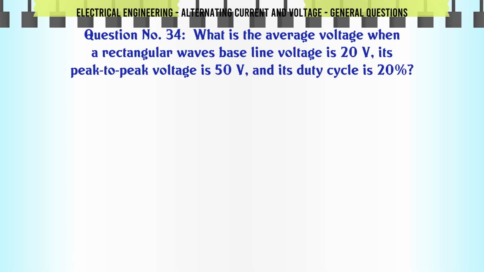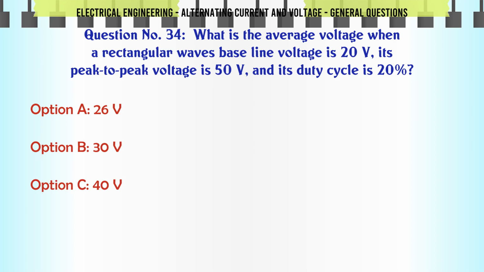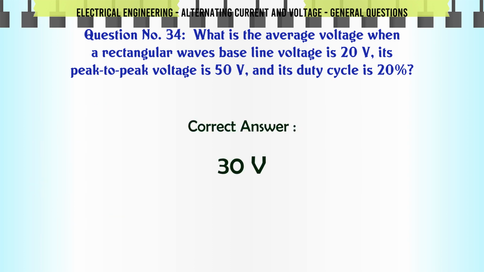What is the average voltage when a rectangular wave's baseline voltage is 20 V, its peak-to-peak voltage is 50 V, and its duty cycle is 20%? A, 26 V; B, 30 V; C, 40 V; D, 45 V. The correct answer is 30 V.